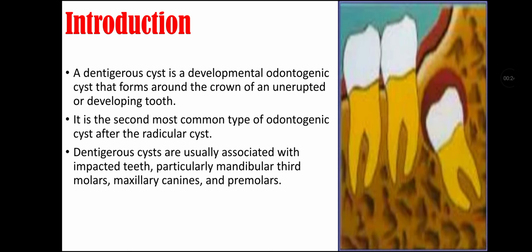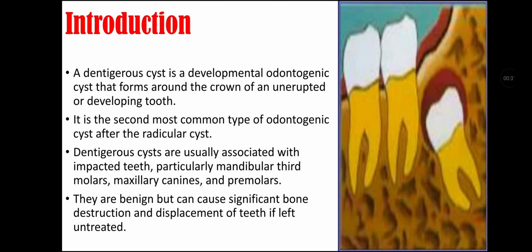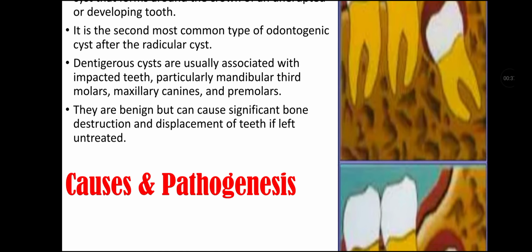Dentigerous cysts are usually associated with impacted teeth, particularly mandibular third molars, maxillary canines, and premolars. They are benign but can cause significant bone destruction and displacement of teeth if left untreated.